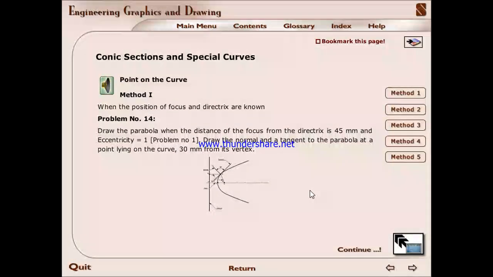Point on the curve. Method 1. When the position of focus and directrix are known. Problem number 14. Draw the parabola when the distance of the focus from the directrix is 45 millimeters and eccentricity is 1, as in problem number 1. Draw the normal and the tangent to the parabola at a point lying on the curve 30 millimeters from its vertex.